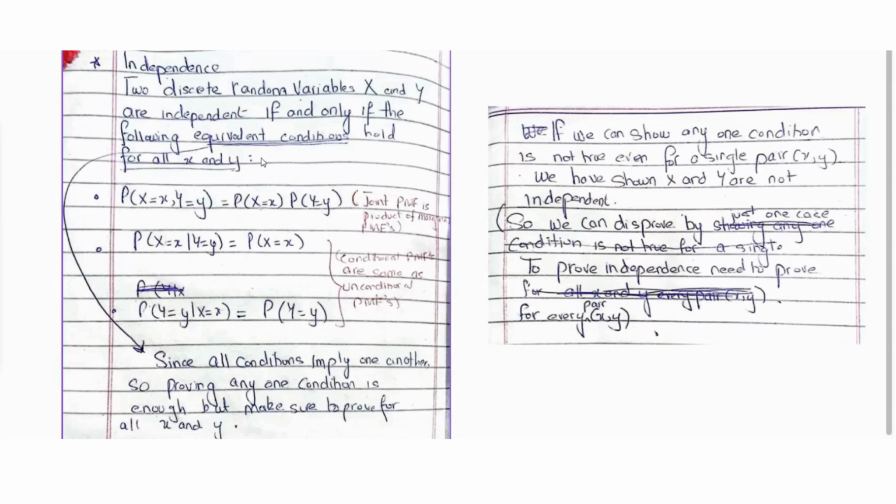So now, since all these conditions imply one another, proving any one condition is enough. If you want to show that two discrete random variables are independent, you don't need to prove all three of these. You can just prove any one of these because all of these are equivalent. They all imply one another. So if you prove one, it automatically implies the other two.